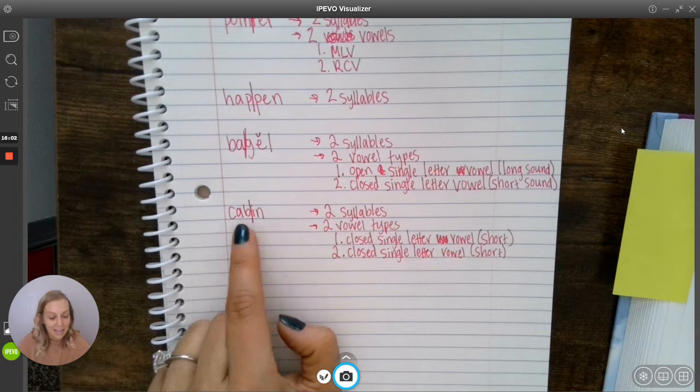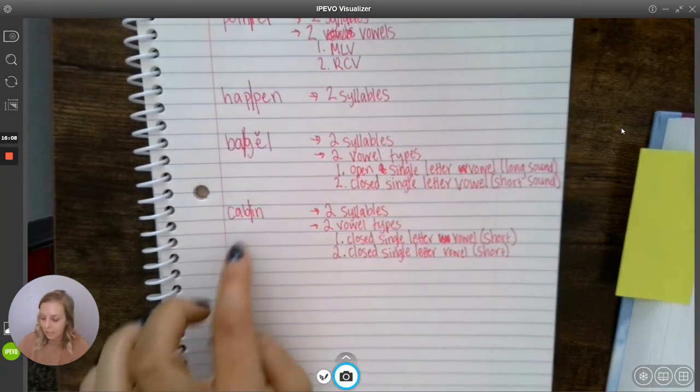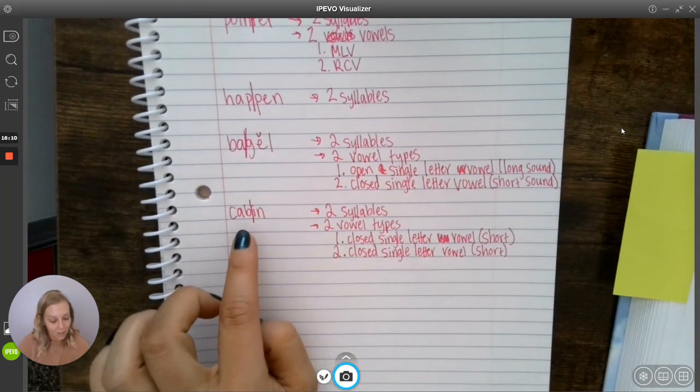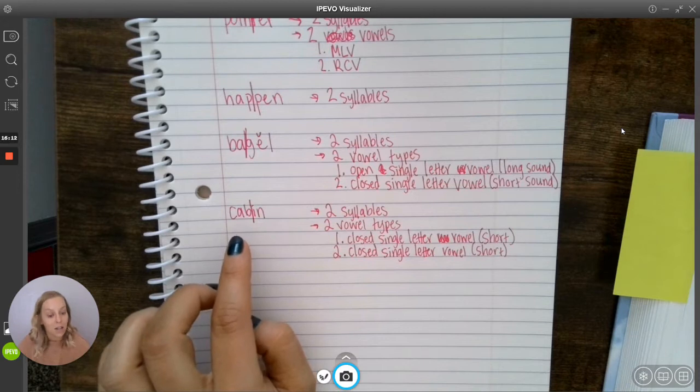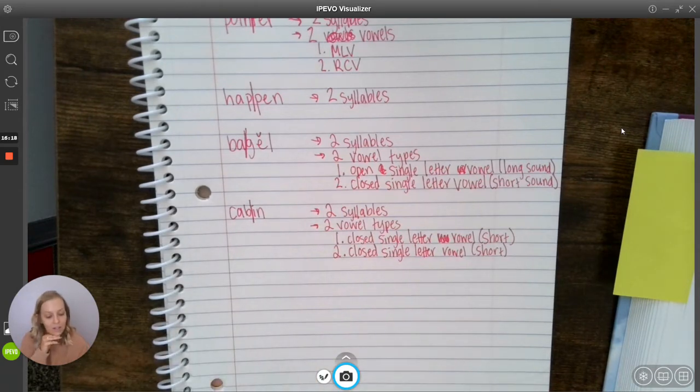It says A, E, O, U usually say their long sounds at the end of a syllable. If the syllable is divided after the A, it would say its long sound A. So look at the word cabin, place your hand under your chin, say the word cabin, and feel the syllables divide. Cab-in, cabin.